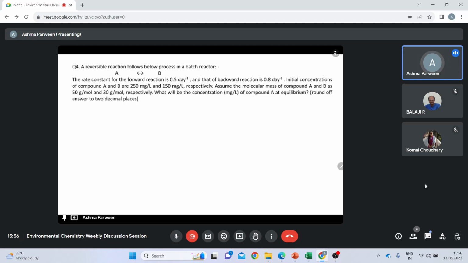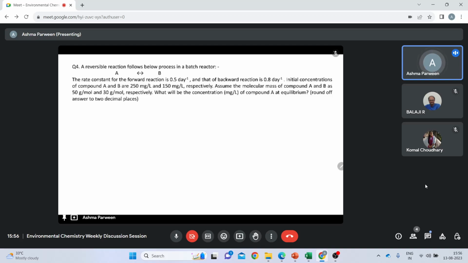So we have been given the initial concentration of A and B. We have been given their molecular weights. We have been given the forward and backward reaction rates. We have to find out the concentration of compound A at equilibrium. So again, I will give you all 5 minutes. Write your answer in the chat box because there is no option given for this question. Whatever value you are getting, just write that in the chat box.